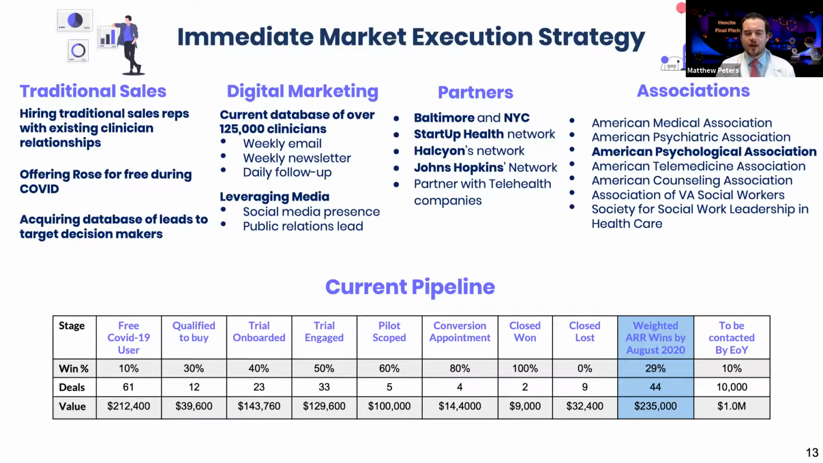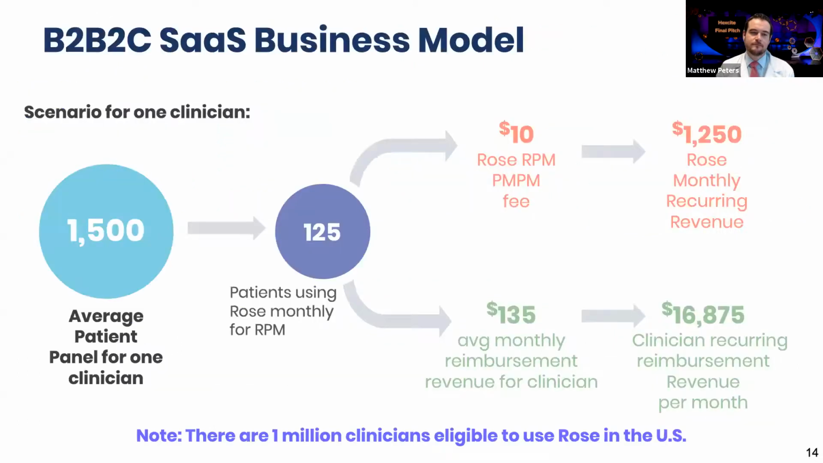Looking at our current pipeline, we have a number of business deals in the pipeline that are coming to fruition. The most important column in this table is the weighted annual recurring revenue wins that we expect by the end of August 2020. And at that point, we expect to be at $235,000 in ARR. So we are a software as a service business.